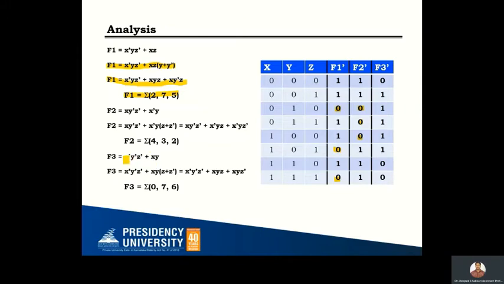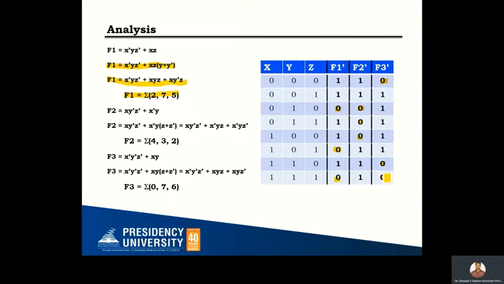Next, F3 is x bar y bar z plus xy. Once again z is missing. If I include it, I will be getting 0, 7, 6. Okay, so 0, 7, 6. Like this, we need to construct the truth table.